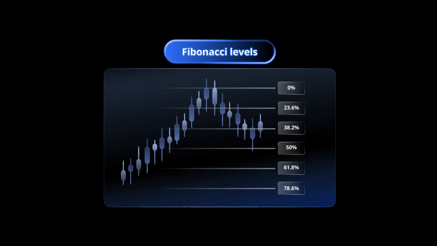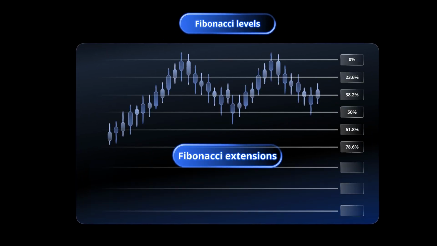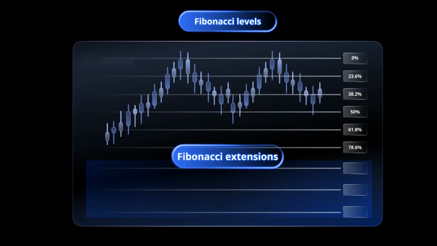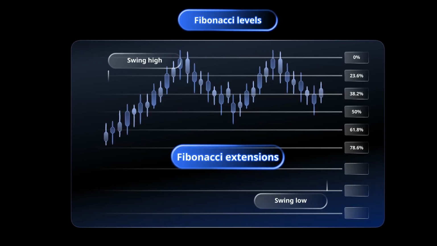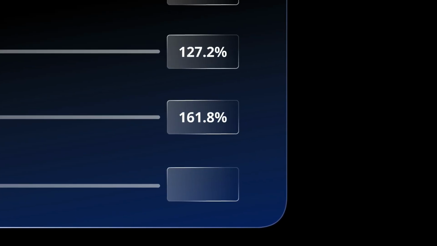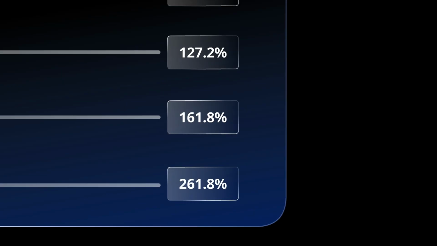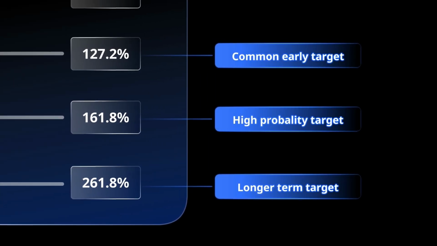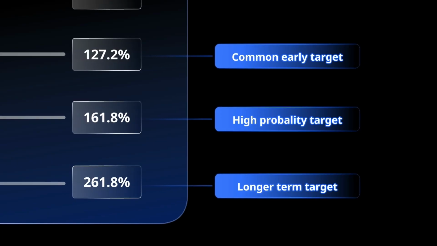Fibonacci extensions. Beyond retracements, traders also use Fibonacci extensions. Extensions project how far price may move beyond the original swing high or swing low. Common extension levels include 127.2%, 161.8%, 261.8%. These levels are often used to identify potential profit targets during trending markets.